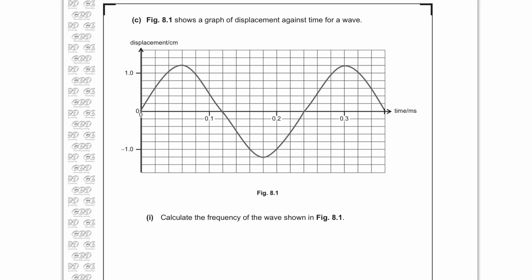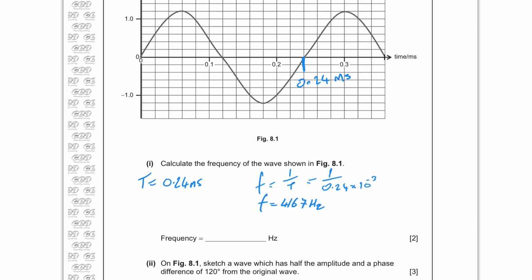We just need to identify how much that is. That value there at the end of one cycle is 0.24 milliseconds, and so that's big T, and f is 1 over big T. The milliseconds are 10 to the minus 3, so we need to include that information when we do the 1 over T thing, and that gives us an f of 4167 Hertz.